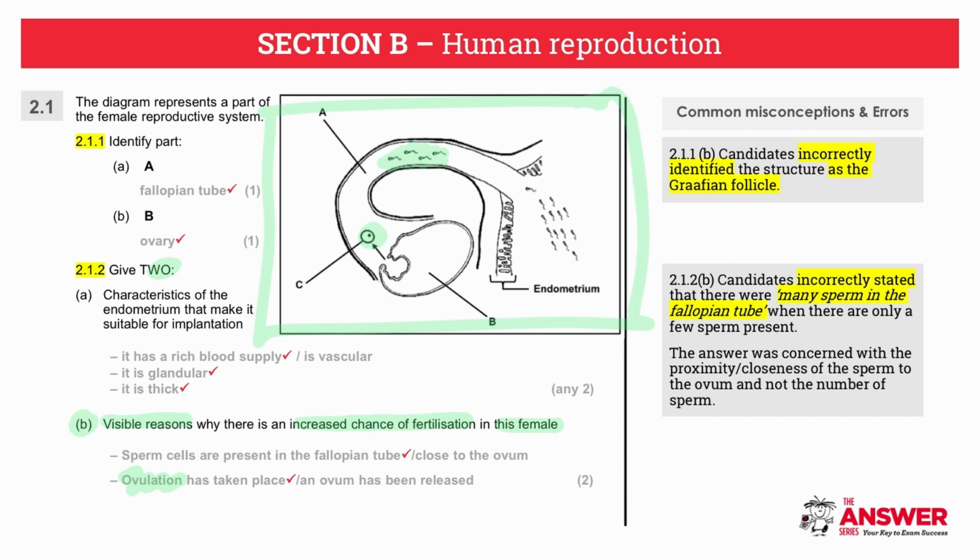If this was an earlier stage in her cycle, she would have this Graafian follicle still inside the ovary, and even if there were sperm cells, they wouldn't be able to fertilize it. So those are the only two real visible reasons for fertilization to take place. The diagnostic report says that candidates incorrectly stated that there were many sperm in the fallopian tube when there are actually only a few of them present. If you look at the number of sperm available here compared to here, there are definitely not many sperm in the fallopian tube. So the answer was concerned with the proximity or closeness of the sperm to the ovum and not the number of sperm.